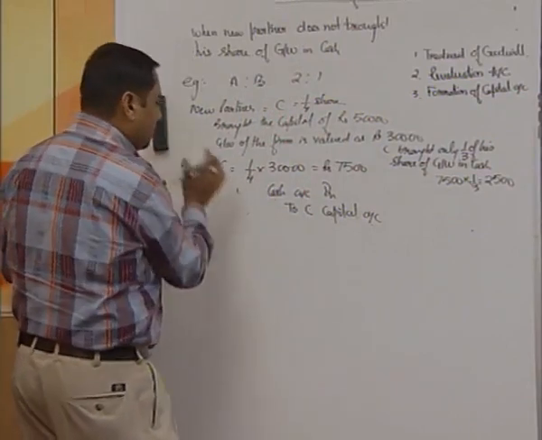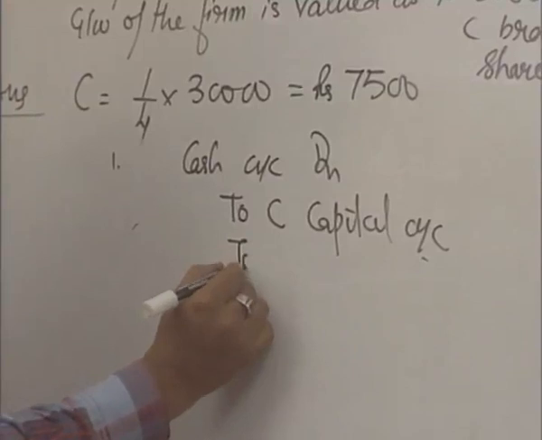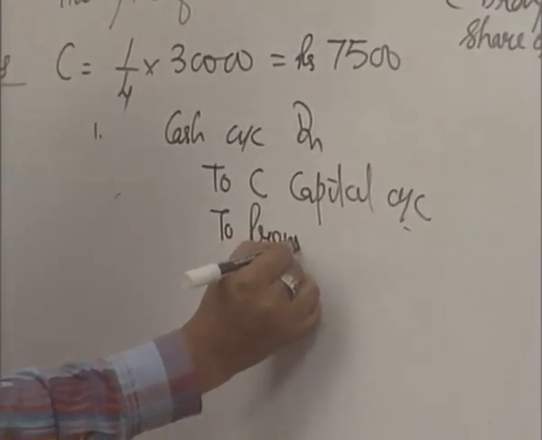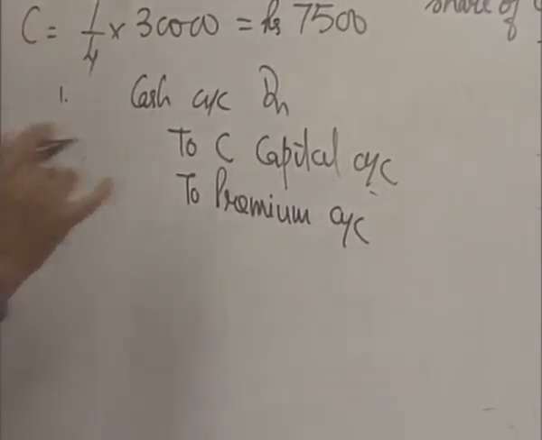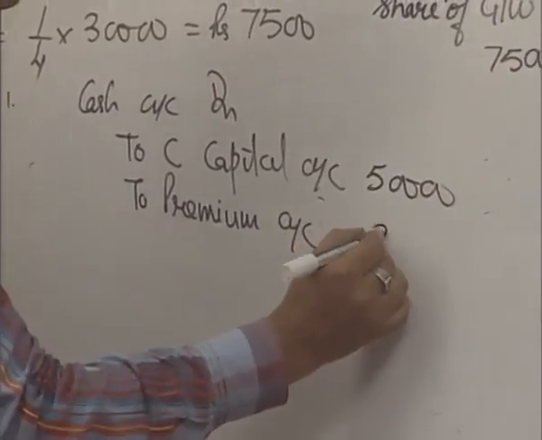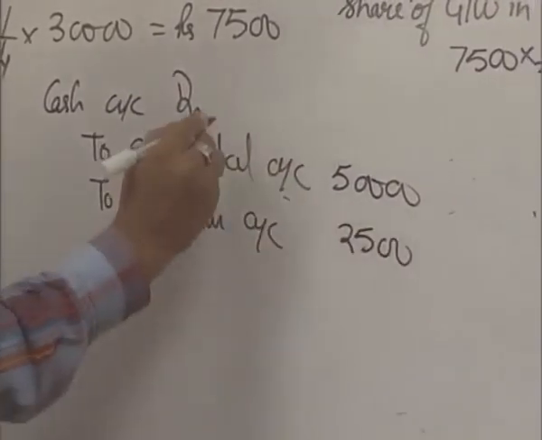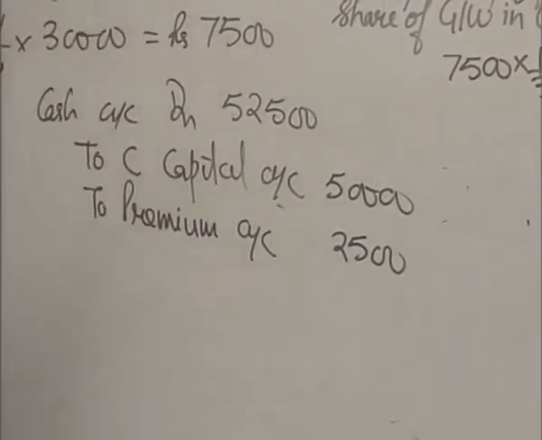So, under this situation, our entry is going to be cash account debit to C capital account to premium account. Premium is the value of goodwill brought by C. 50,000 is the capital given to us in the question. 2,500 is the cash brought by C. Total amount comes out to be 52,500.